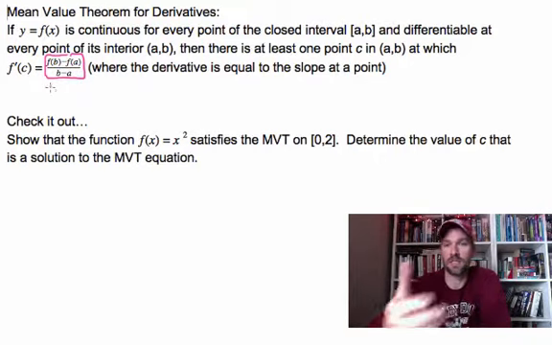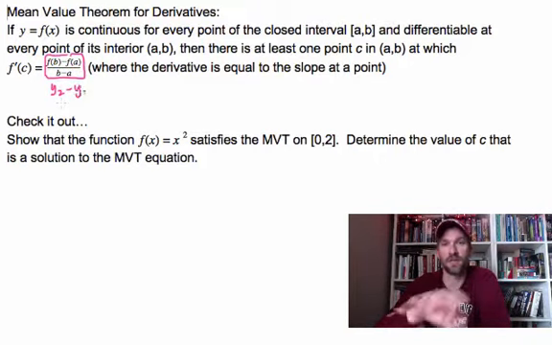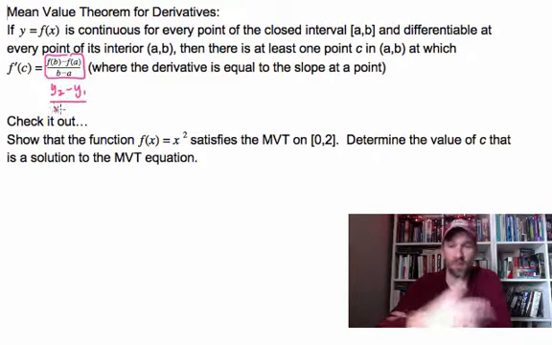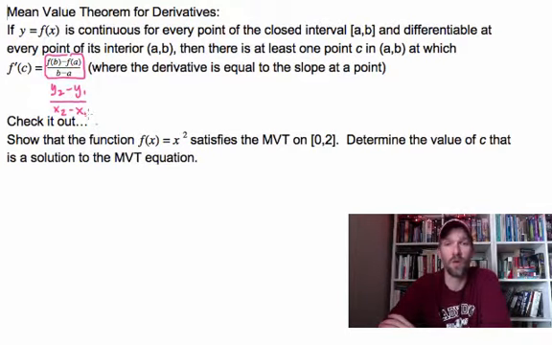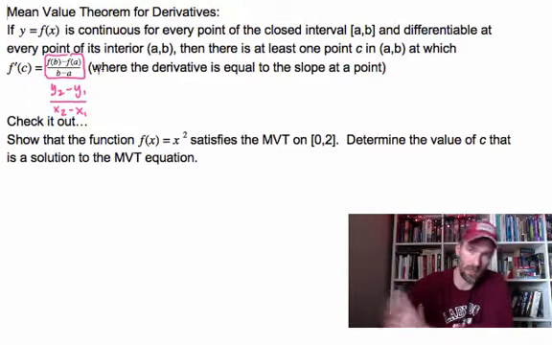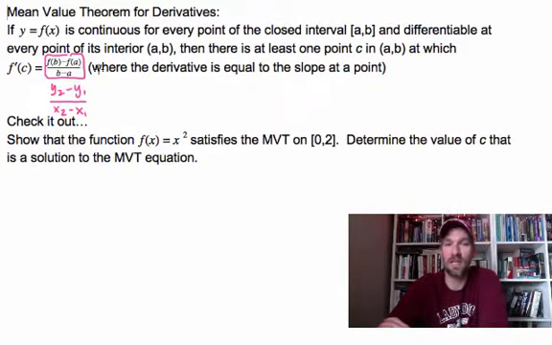So this just says that if we've got a closed interval and a continuous function, we can do this really neat kind of thing here. So what we're going to do is take the function x squared, really simple, and show that it satisfies the mean value theorem, the MVT, from 0 to 2. Determine the value of c where the solution to the MVT for that equation would be.